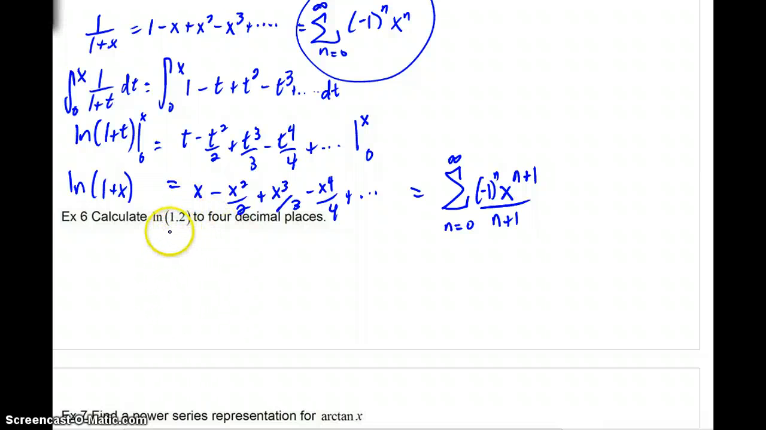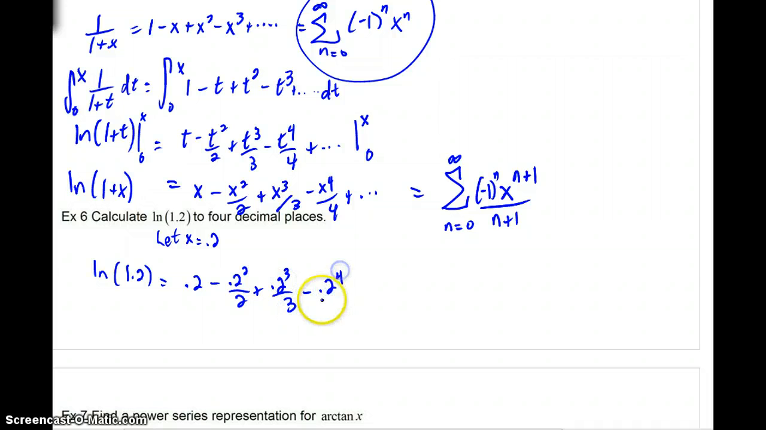We're going to use this series up above, but we're going to let x equal 0.2. So the natural log of 1.2 is going to equal 0.2 minus 0.2 squared all over 2 plus 0.2 cubed all over 3 minus 0.2 to the 4th all over 4, and we're going to keep going. All of a sudden, this might look a little bit more familiar from what we were doing just a little while ago, especially on this right-hand side.